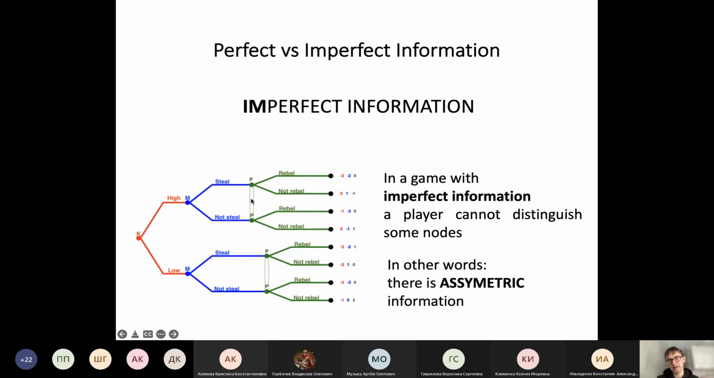So they don't know where they actually are, here or here, right? And they have to decide whether to rebel or not without information about which node they are in. This is called asymmetric information, because M is aware whether they steal or not, but P, the peasants, don't have this information.